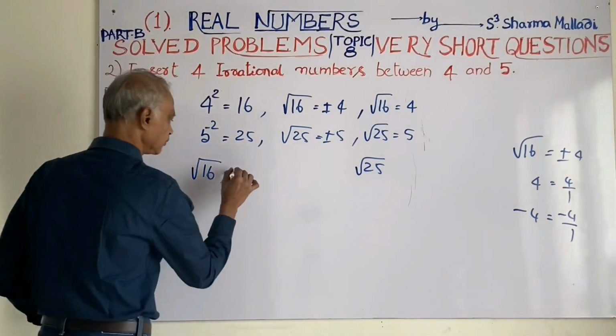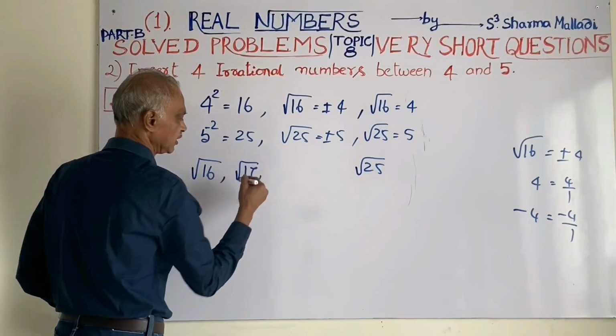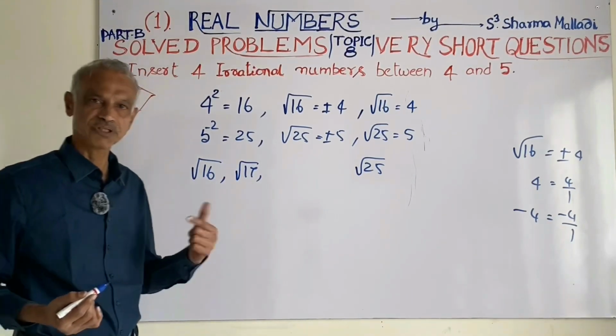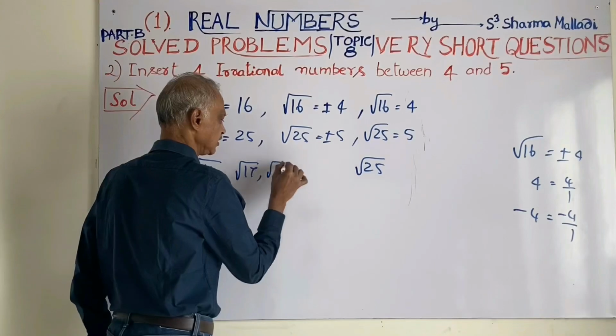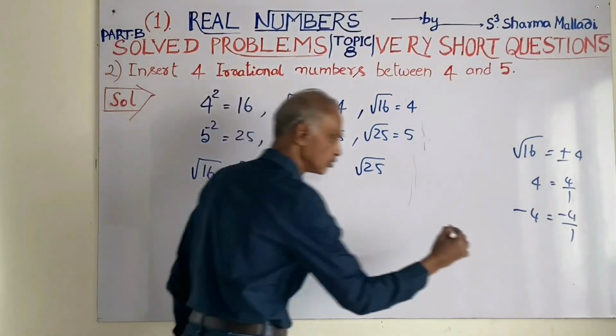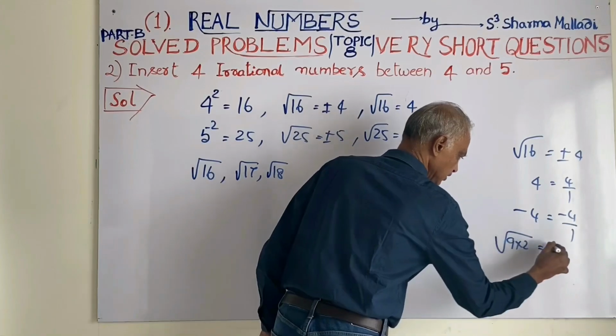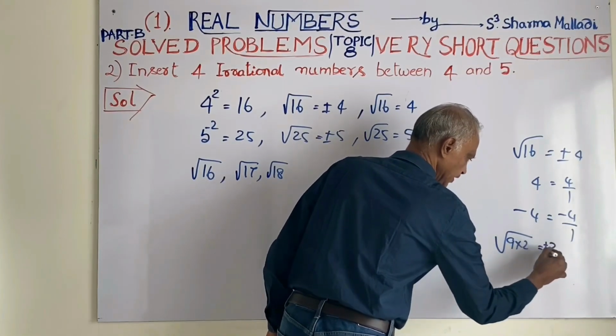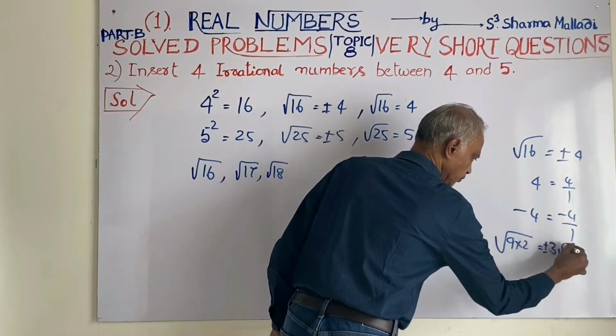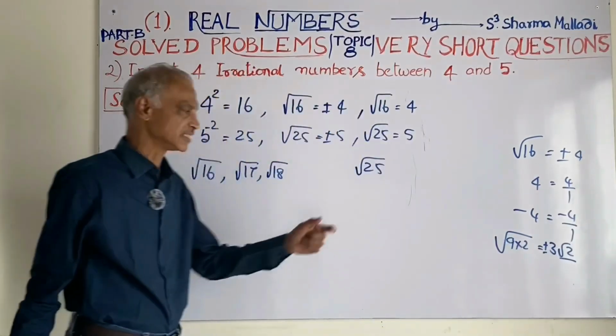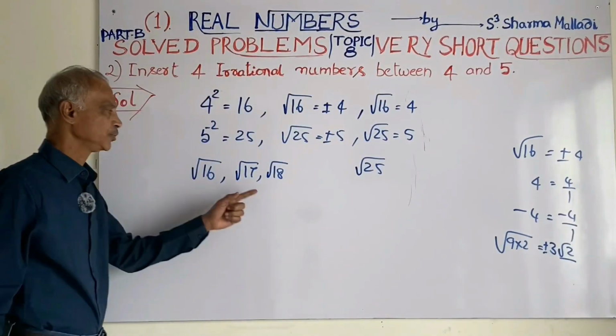But you take root 17. Root 17 is an irrational number. Root 18 is an irrational number because it can be written as 9 into 2. Root 9 means 3 plus or minus 3 root 2. Root 2 is there. That's why it is an irrational number.